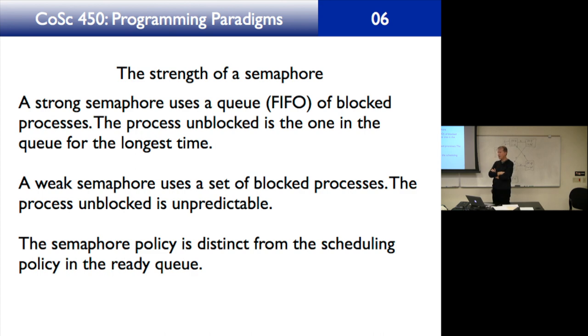Now, you would think, well, why aren't they all like that? But in practice, they're not, because there might be some other scheduling characteristics that you want the system to have. Now, a weak semaphore uses a set of blocked processes, and the process unblocked is unpredictable. The semaphore policy is distinct from the scheduling policy in the ready queue. So which one gets picked depends on the scheduling, and it's not necessarily first in, first out. We just have to be aware that there is that possibility.